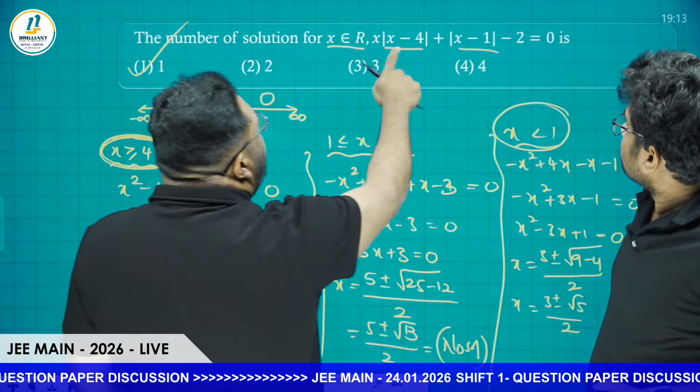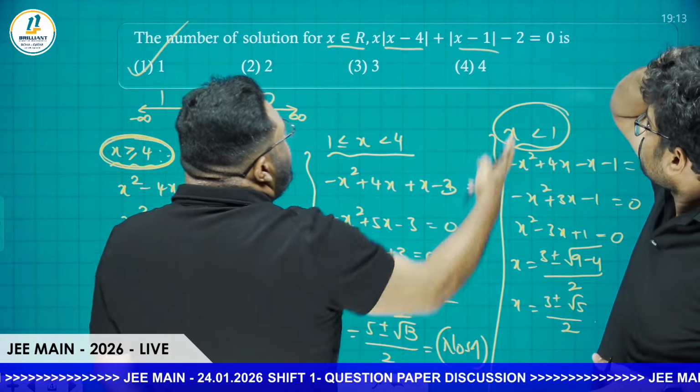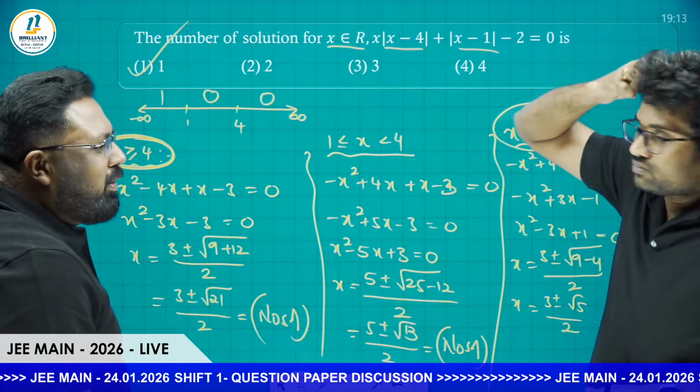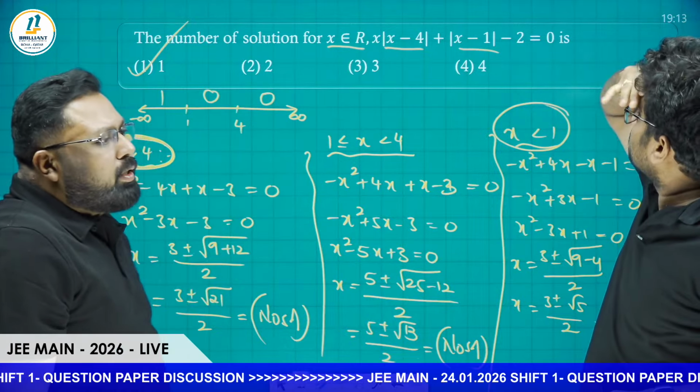He's trying to say x equal to 4 and x equal to 1 here. If you put x equal to 4 and x equal to 1, the value is going to be minus 2. It's not a 0. We are trying to solve an equation with modulus.